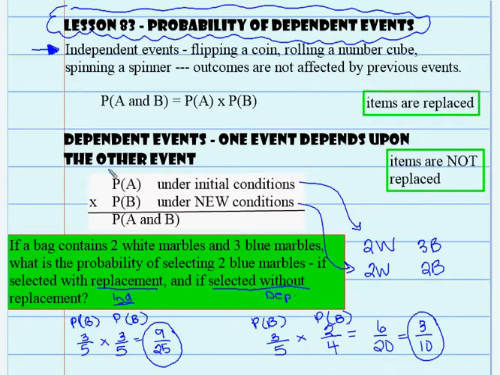Okay, I know that this can be confusing. With dependent events, you have to remember to take the item out of the bag. I think the problems you'll be getting are like with a deck of cards, and so you have to take them out of the deck. Okay? And that's probability of dependent events.